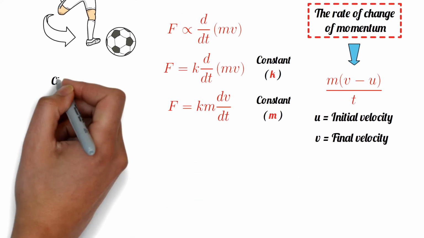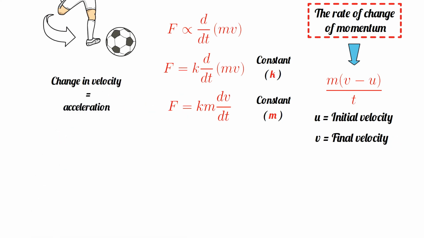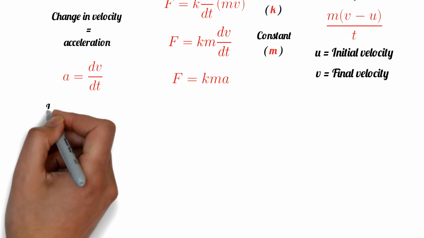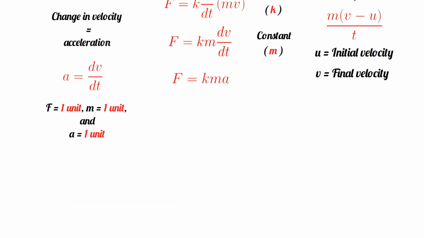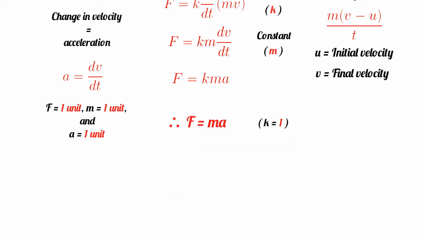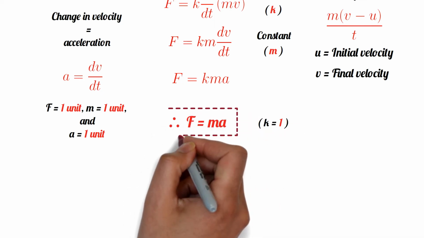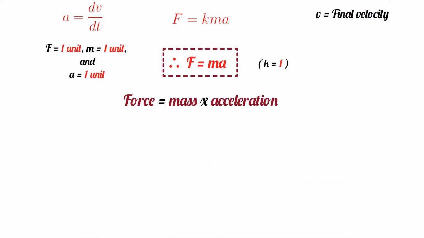We also know the change in velocity is acceleration. Hence, we can write the symbol of acceleration a in the place of dv/dt. Then the formula looks as F is equal to kma. If we take unit force, unit mass, and unit acceleration, then we get k is equal to 1. Therefore the final formula looks as F is equal to ma. This is the formula for the measurement of force, where force is related to mass and acceleration.